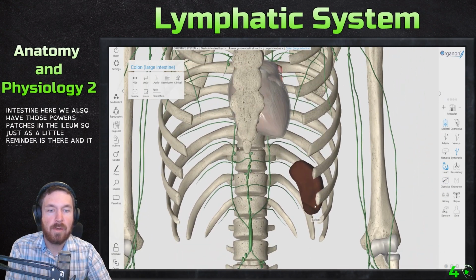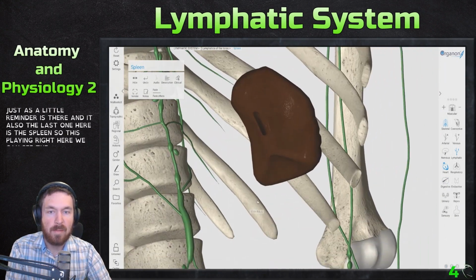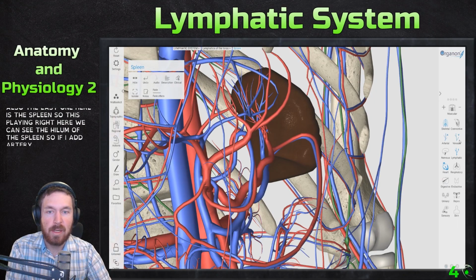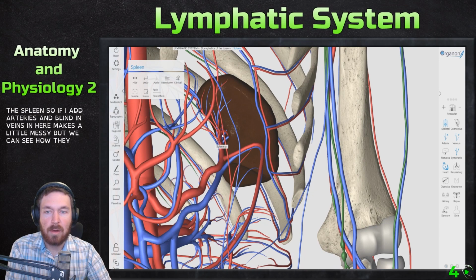And then also the last one here is the spleen. So the spleen right here, we can see the hilum of the spleen. If I add arteries and veins in here, it makes it a little messier, but we can see how they all go into this hilum here. And these are the splenic arteries and the splenic veins.